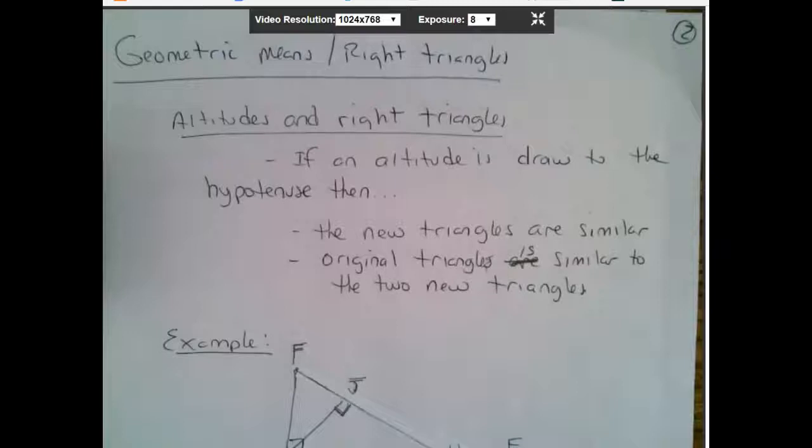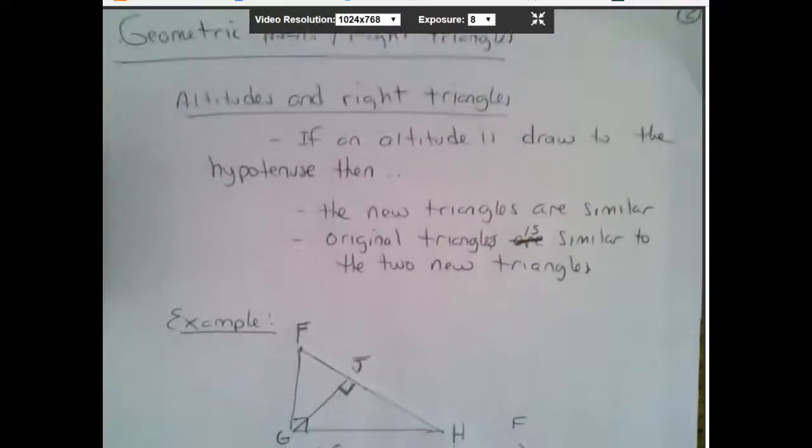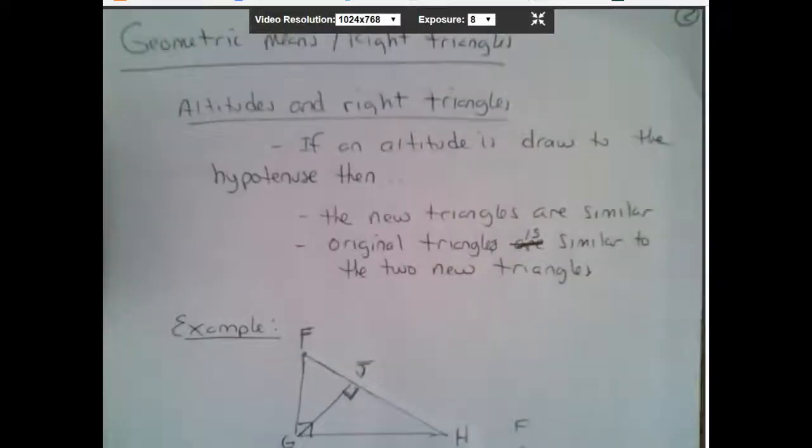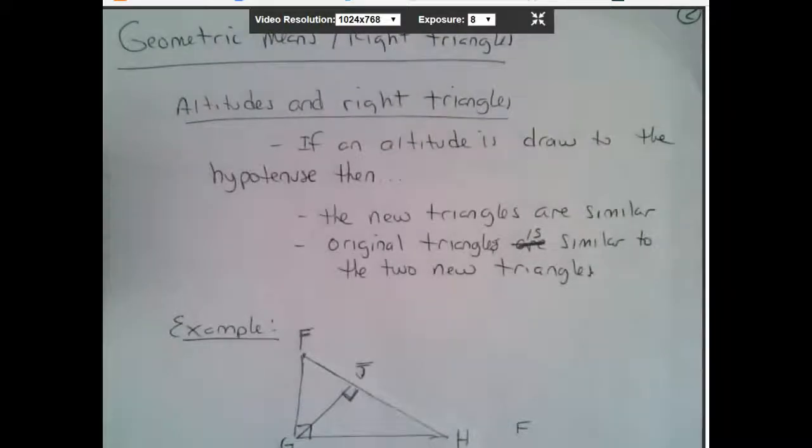So the first thing we're going to do is use altitudes. An altitude is just a line that runs from a vertex across to the opposite side, whether it's a hypotenuse, a leg, or whatever. Here on right triangles, we're going to run it across to the hypotenuse. And there are some special rules that can help us understand things when we form an altitude between one vertex and the hypotenuse in right triangles.